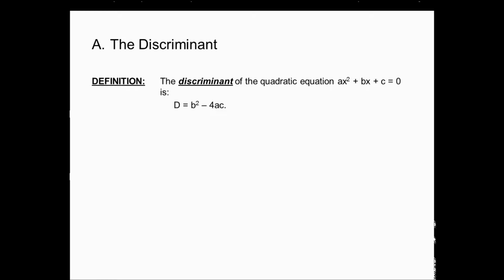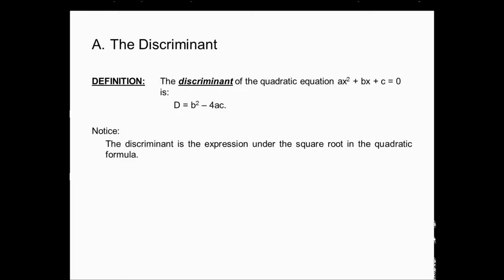So, the discriminant. What is it exactly? Definition. The discriminant of the quadratic equation ax squared plus bx plus c equals 0 is, I'm calling it capital D as in discriminant, b squared minus 4ac. That's the discriminant. Notice to get the discriminant, you have to have general form again.